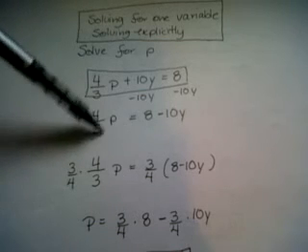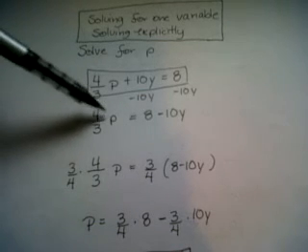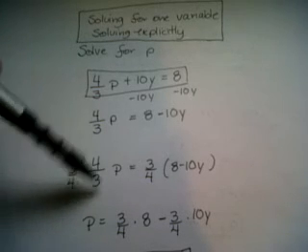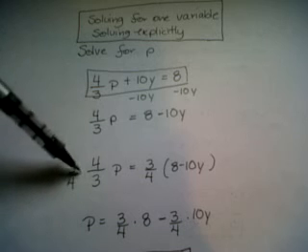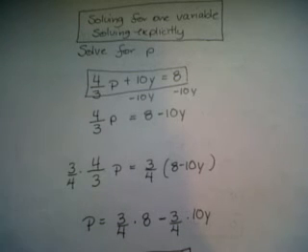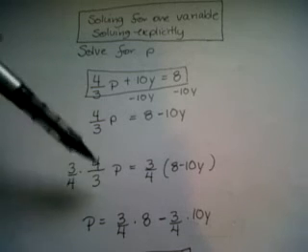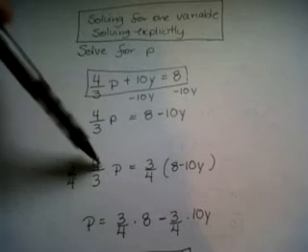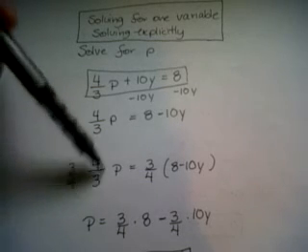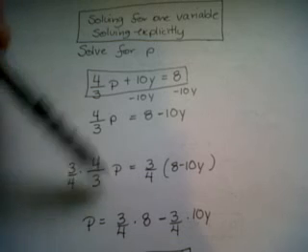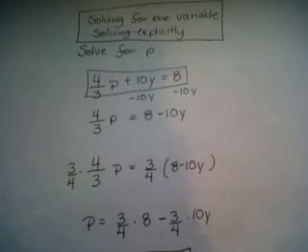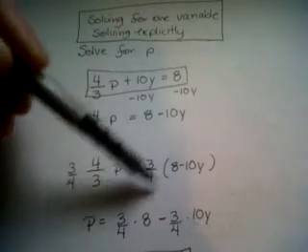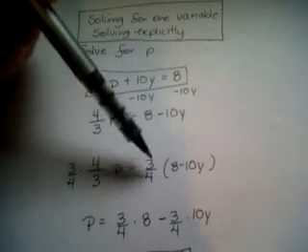Well, now I have 4/3 times p, and I want to get rid of this 4/3. Well, the way I get rid of this 4/3 is to multiply by the reciprocal, because 3 times 4 gives me 12 on the top, and 4 times 3 gives me 12 on the bottom, and 12 over 12 gives me 1. And by the way, that's the definition of a reciprocal. A number and its reciprocal multiplied equal 1. So if I multiply this side by the reciprocal, I'm left with just p on the left-hand side, and that was my goal. But hey, if I multiply the left-hand side by 3/4, I have to multiply the right-hand side by 3/4.